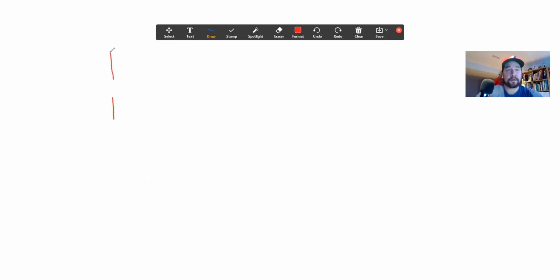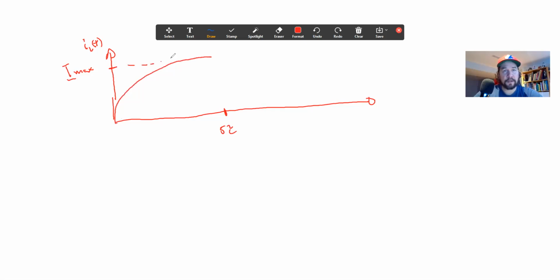this is what your current would look like in an inductor. IL of t, I max, 5 tau. So we charge up to 5 tau, and we approximately get to the I max. And then we go into discharge mode, and it goes down until we get to almost zero at 5. Well, this is now 10 tau, technically speaking. Okay, time, on one graph. But yeah, from here to there is 5 tau, of course.